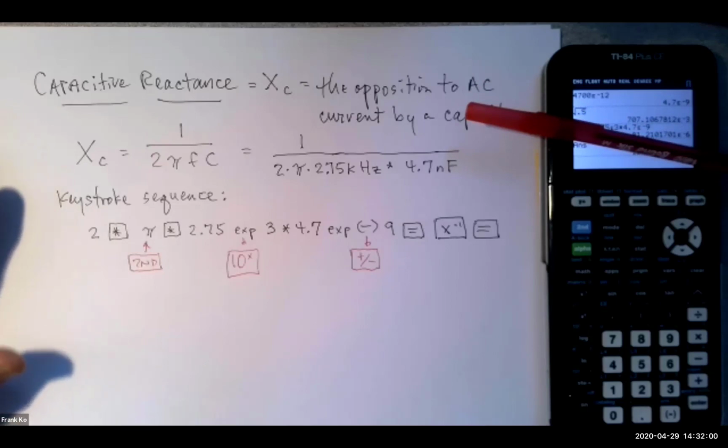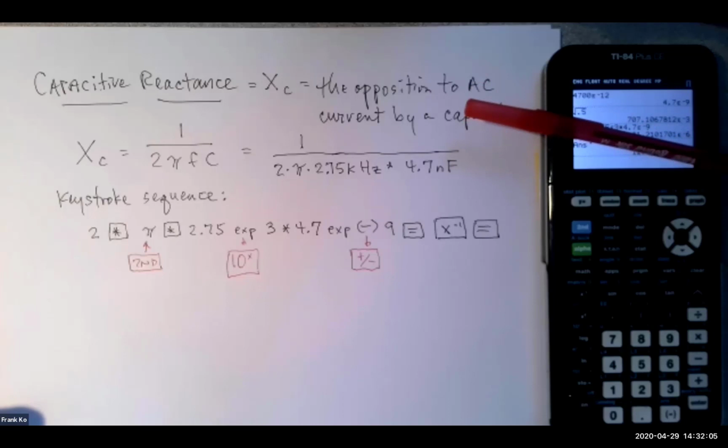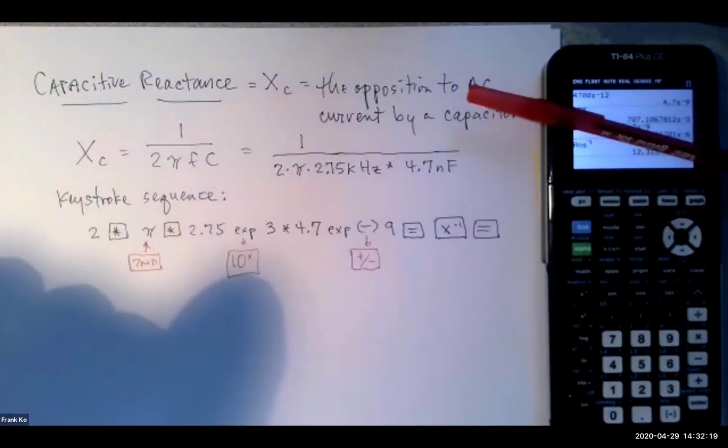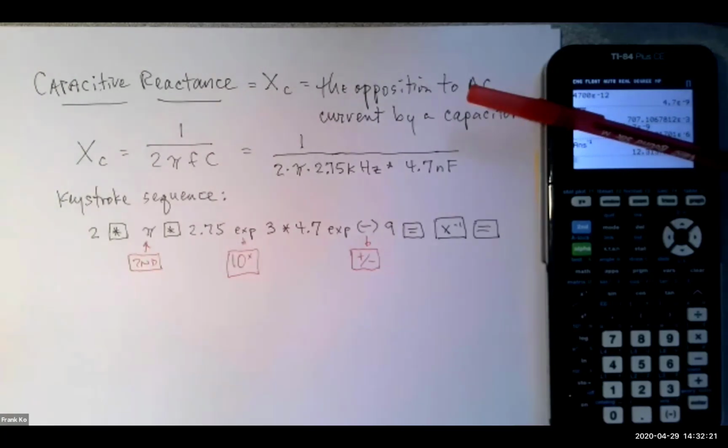Mr. Cortez, what is it that you calculate? 12.31 kilo. Remember, this is opposition to current, so it must be in units of, just like resistance, kilo ohms. Okay. And Pauline, what do you have? Strange. I actually came up with 27.35 kilo ohms, but I guess that's wrong.